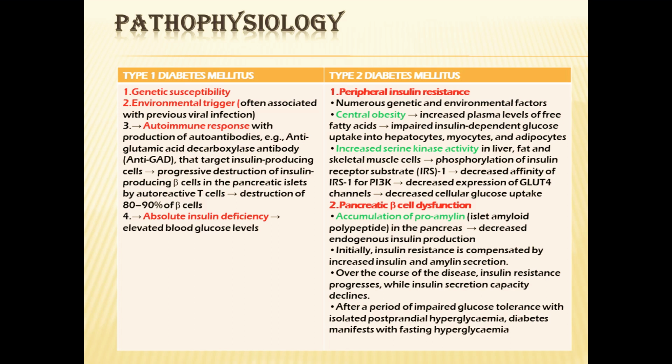The second mechanism is pancreatic beta cell dysfunction. Accumulation of proamylin, which is an islet amyloid polypeptide, in the pancreas causes decreased endogenous insulin production.